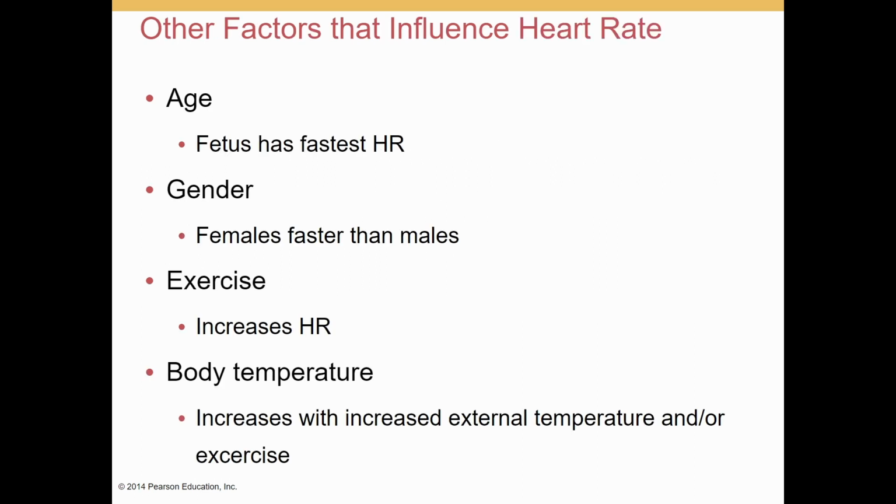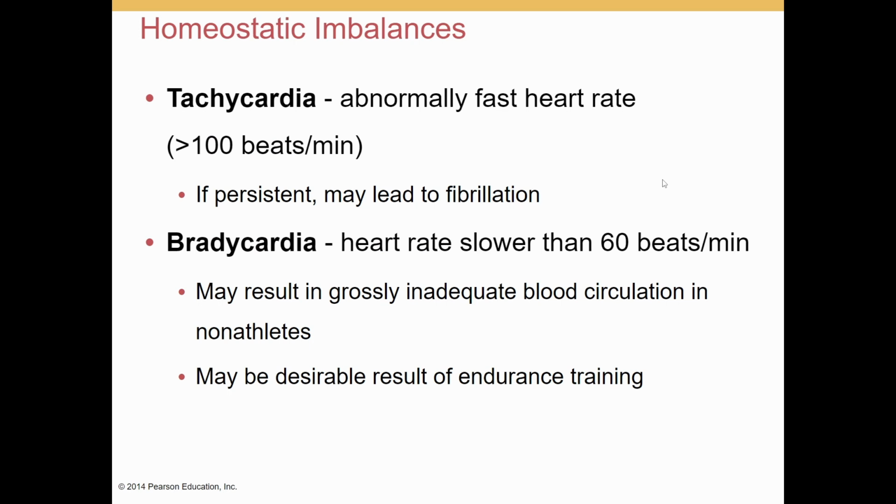Other factors that influence heart rate are age. A fetus has the fastest heart rate. Gender. Females have a faster heart rate than males. Exercise increases heart rate. And body temperature. Increases in body temperature are associated with increased heart rate. So body temperature, exercise, gender, and age are all other factors that influence heart rate that are not those we talked about that have to do with cardiac output.